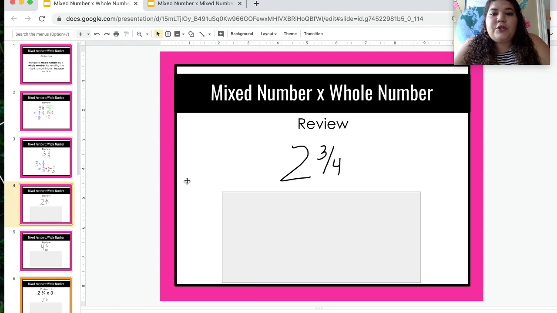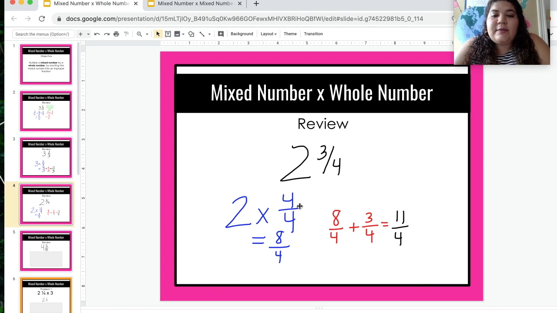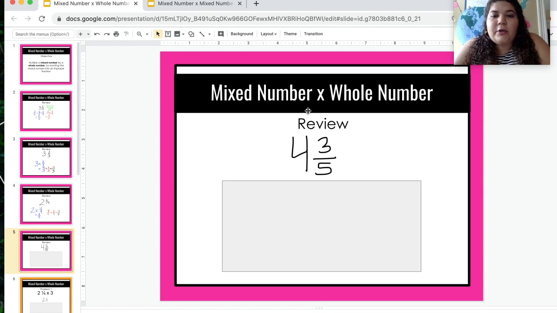Next up, we have 2 and 3/4. So I need to change this into an improper fraction. So I would do 2 times 4/4, right? Because the denominator is 4. 2 times 4/4 would give me 8/4. Now I have 8/4 plus whatever is left over. 8/4 plus 3/4, 11/4. All right, let's practice one more before we actually start multiplying.